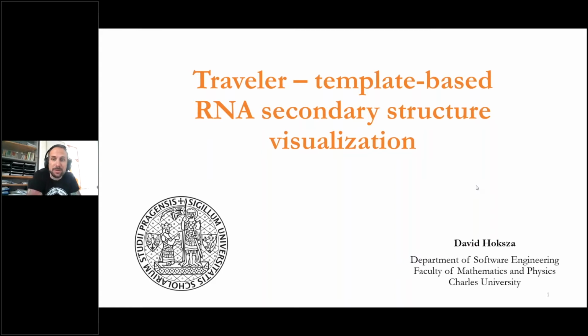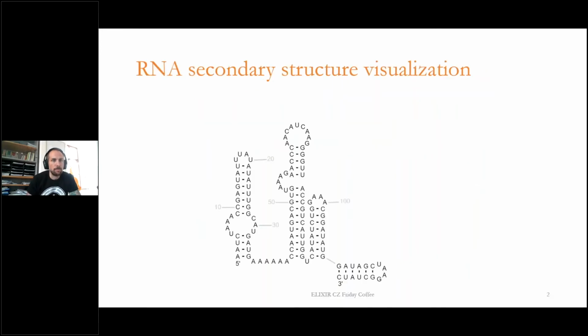Today we will be talking only about how to generate layouts of RNA secondary structure in such a way that the layouts are consistent, reproducible, and recognizable. So let me start with a bit of background and motivation. As all of you know, I guess, RNA secondary structure corresponds to the Watson-Crick base pair interactions.